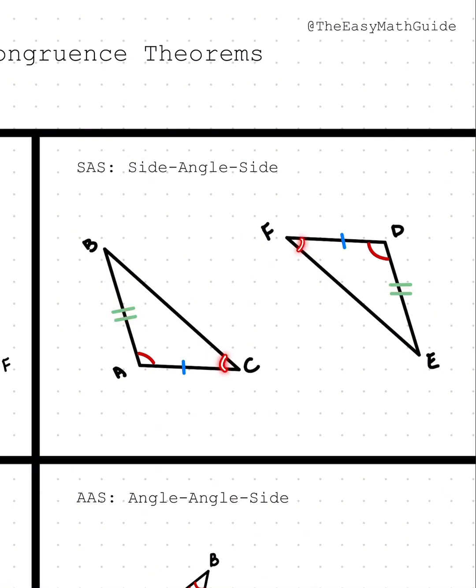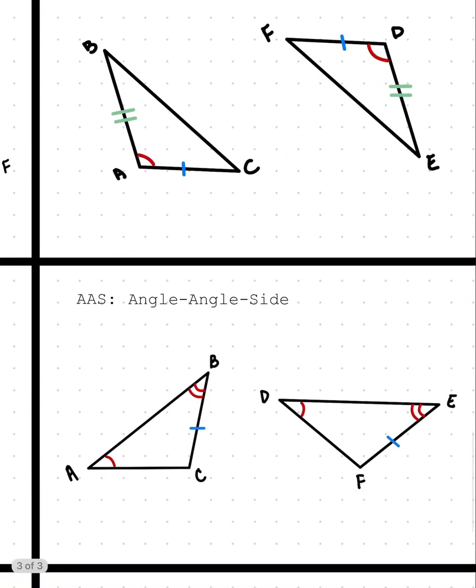Another way to look at this theorem is that if those angles were to be the same measure, those matching legs will still be the same exact length because they've got to open up the same amount.